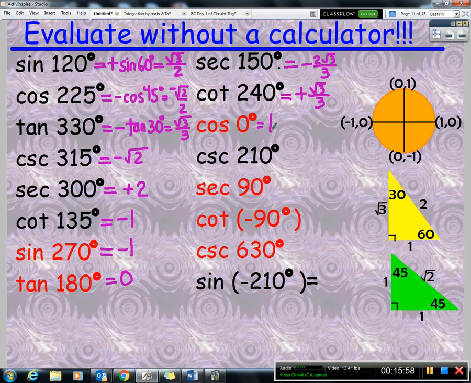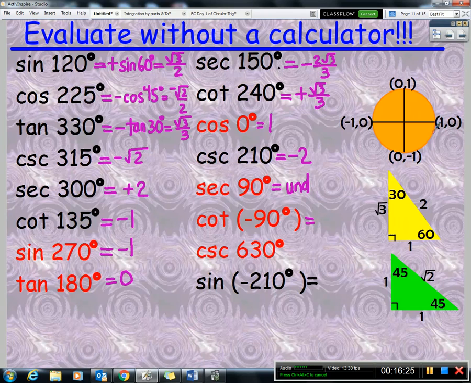Cosecant 210. 210's in the tangent quadrant. Sine and cosecant are negative. The reference angle is 30 degrees. Sine 30 is 1/2. Cosecant is 2 over 1. Secant 90. 90 is up here at 0, 1. Secant's 1 over cosine. 1 over x. Undefined.